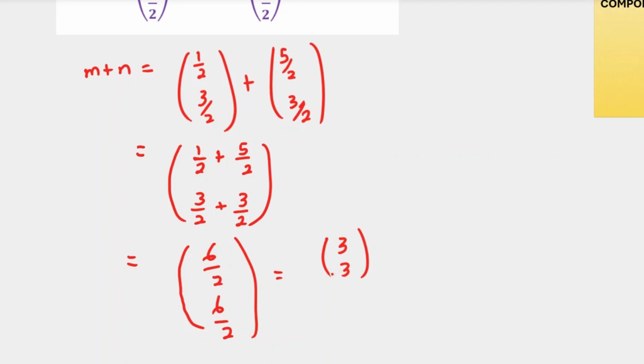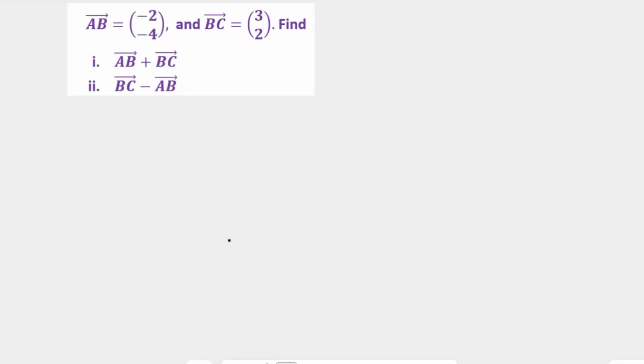Let's take our last question. So let's take our last example, and this is what we have. We have the vector AB with components -2, -4, and vector BC with components 3, 2. We have to find the vector AB plus the vector BC, and the vector BC minus the vector AB. So that is another way of writing vectors. It's not always going to be small letters or position vectors. It can be something like this. You can use block letters to write vectors. Take note of that.